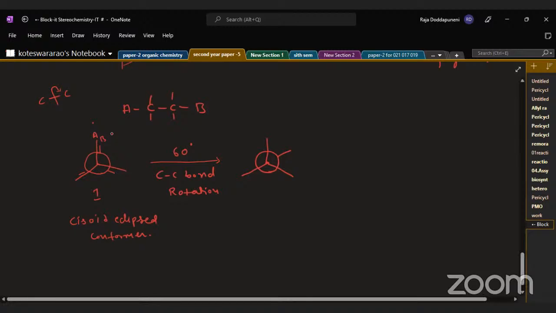Right now, this A is the standard position. Now B is rotated 60 degrees. Now B is here. Now this direction is clockwise direction, therefore known as plus. The plus may be represented in the form of P. Now this is actually the Gauche conformation. The direction is clockwise, therefore P Gauche conformation or conformer.